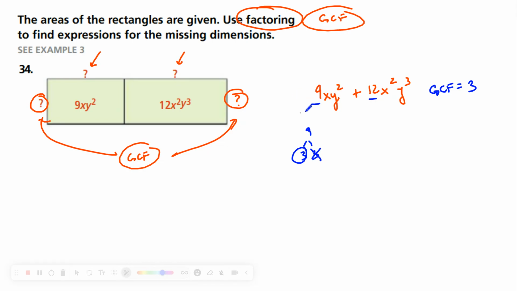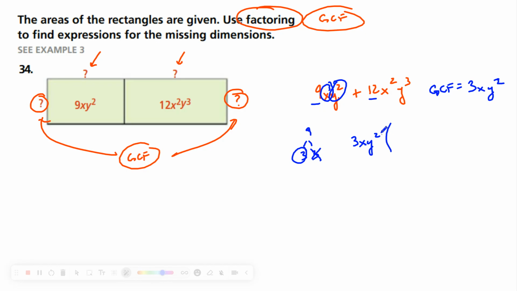And now we look at each variable at a time. So this is x to the first. Don't let that 2 go with the x. It's x to the first, has no exponent. X to the first, x to the second. We take the smaller number of x's, so that's x to the first. And then we look at the y's, y to the second, y to the third. We take our smaller number of y's, so that's y to the second. So our GCF is going to be 3xy squared. So I'm going to put that out in front, 3xy squared, open a parenthesis.